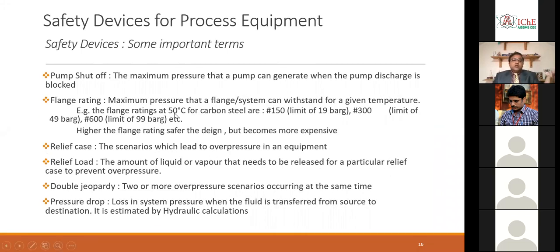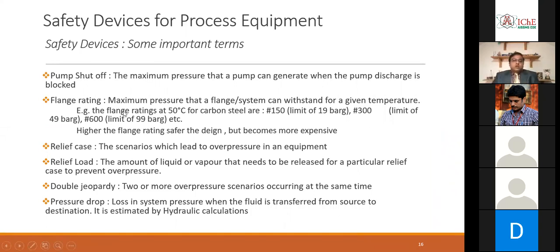Then, as I said, the pump shut off. I explained the maximum pressure that a pump can generate when the pump discharge is blocked. So that is the pump shut off. Generally, pump shut off becomes my governing figure for determining the design pressure of a system overall.